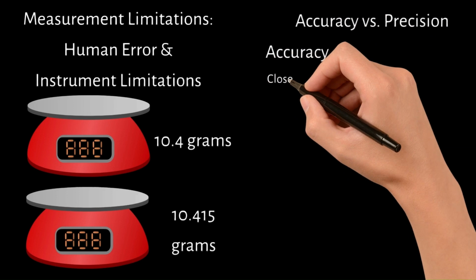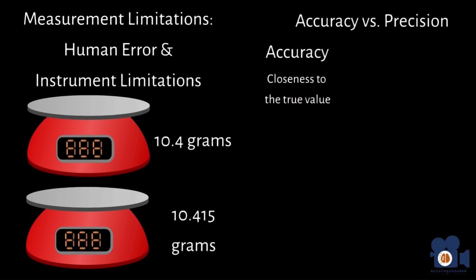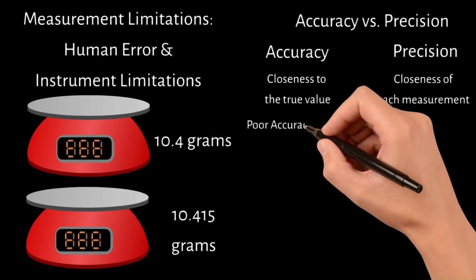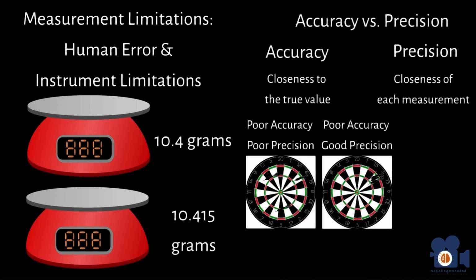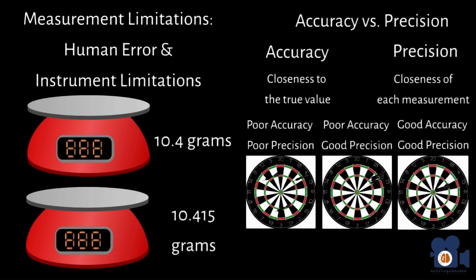Accuracy is the extent of how closely each measurement is to the true value of the measurement. Precision is how closely each measurement is to one another. The classic description of this is with a dartboard. With poor accuracy and precision, the darts are all over the board. With poor accuracy but good precision, the darts are closer together but don't hit the bullseye. With good accuracy and precision, the darts are close together at the bullseye.